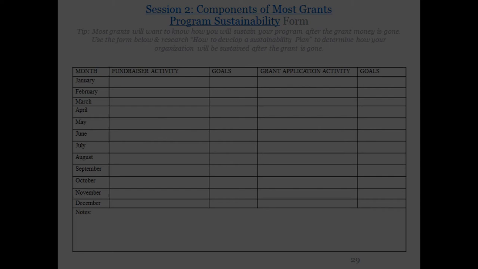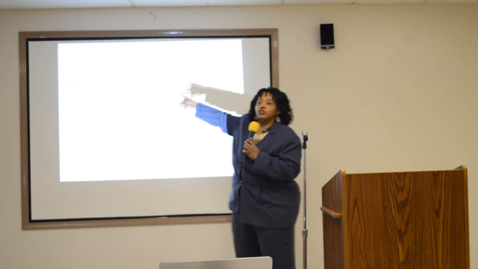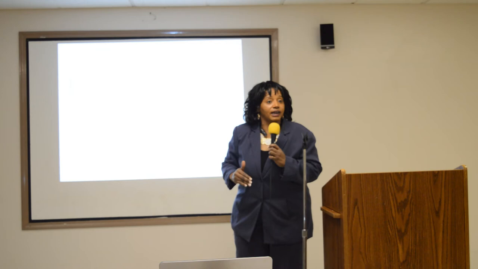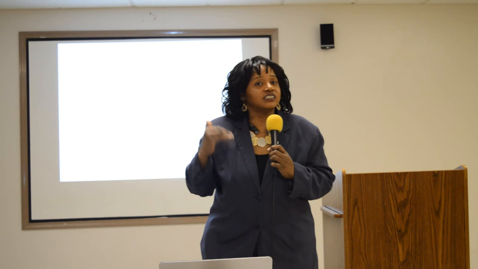Okay, so this right here helps you with program sustainability. This is simple, but it works. Fundraisers, January through December. Grant applications, January through December, and you need to put a money amount there. Now, are you going to be writing grants every month? Maybe not for a while, but you're going to be doing something towards your grant every month. You're going to be doing something towards the fundraiser every month. It might just be writing some things down and planning, but you need to be doing something towards it every month.